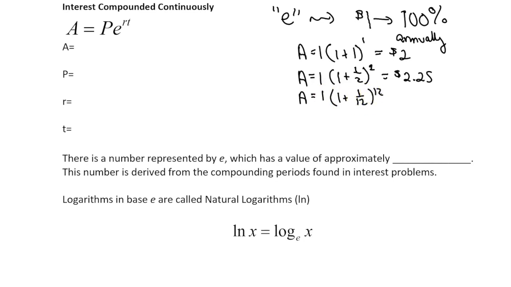Well, if you did that, let's see what you would get. You would get 1 plus 1/12. You get $2.61. Okay, you're definitely getting more, but maybe it's not quite as much as what you thought. What if we compound something weekly?